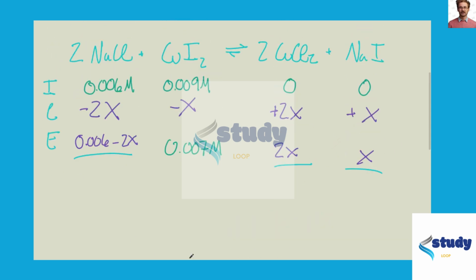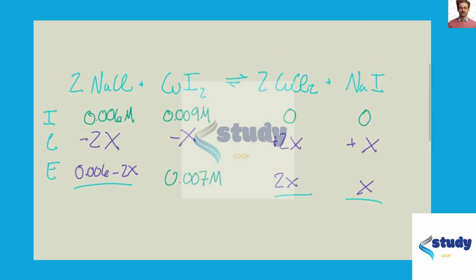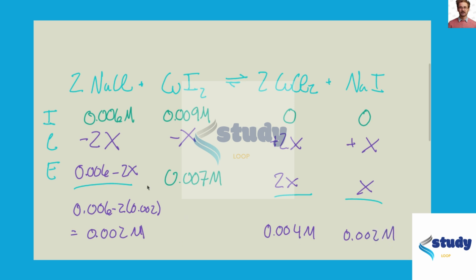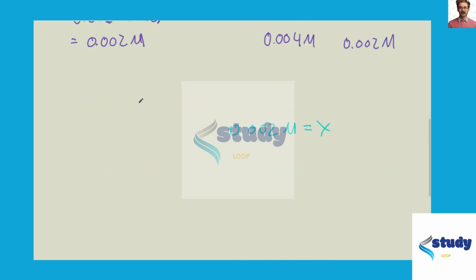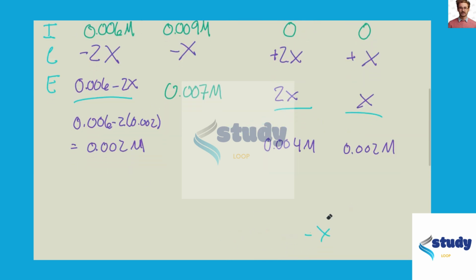What do I mean by that? If X is equal to 0.002, then this is 0.006 minus 2 times 0.002, which is equal to 0.002 molar. We already know what this one actually is, we were given that. We know that this value is just 2 times x, so this is 0.004 molar. And this is 1 times x, so 0.002 molar. Now we have equilibrium values for every concentration in our expression.